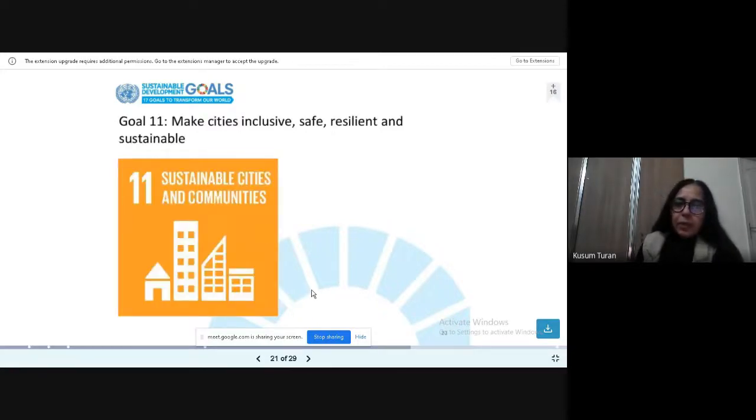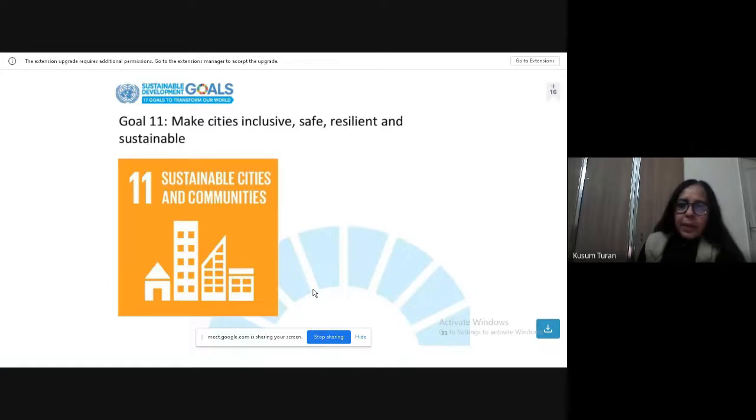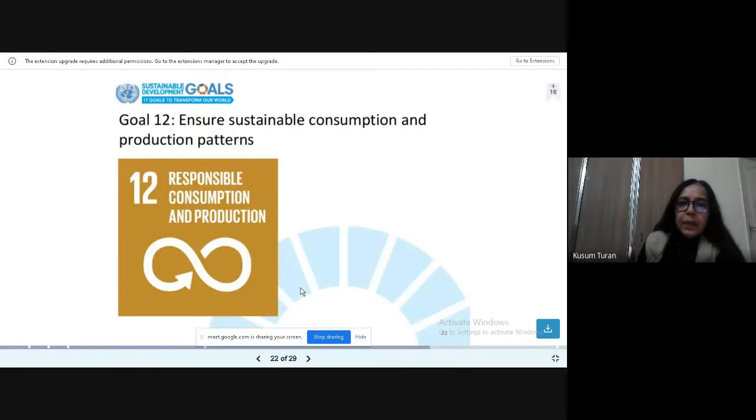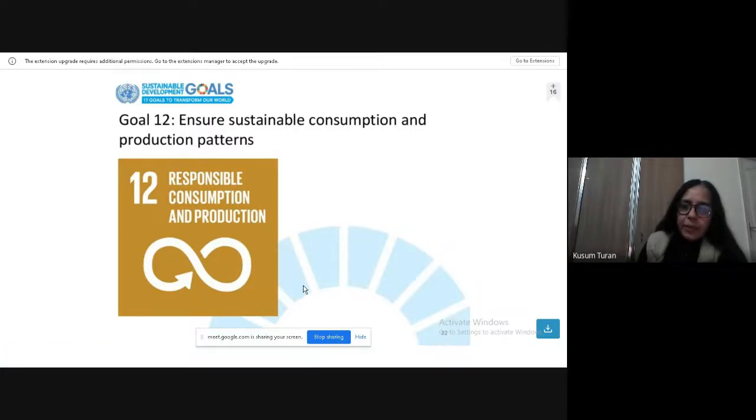Sustainable cities and communities, we are looking into it. We are having smart homes these days. If we talk about Gurgaon, Delhi, Bombay, I think we are looking into it. So it is happening. Ensure sustainable consumption and production patterns. Yes, responsible consumption. And here I can talk about e-waste management.